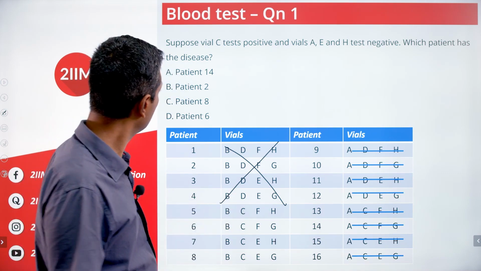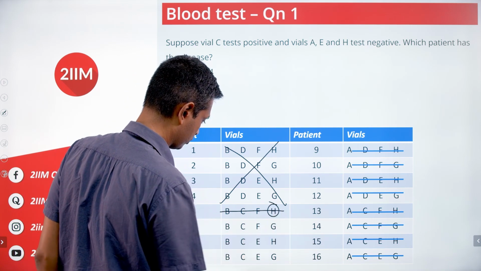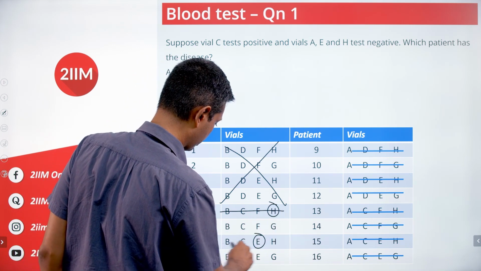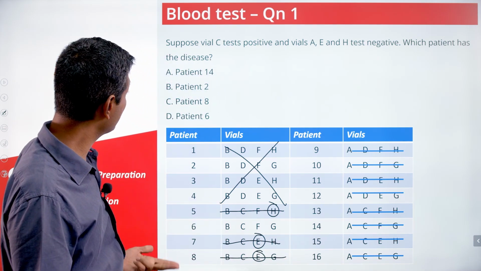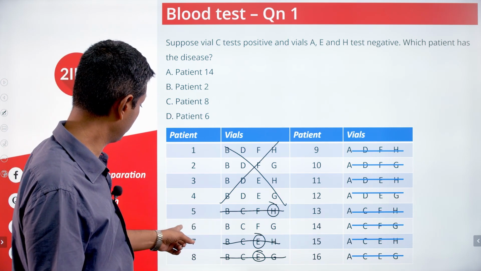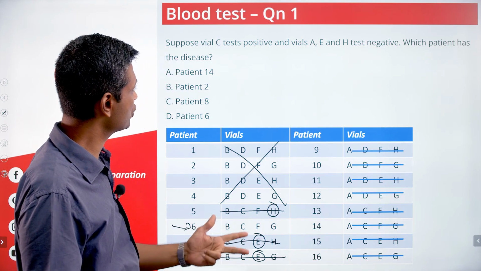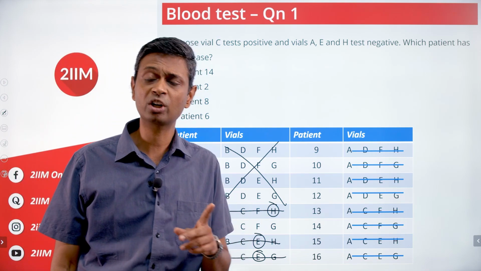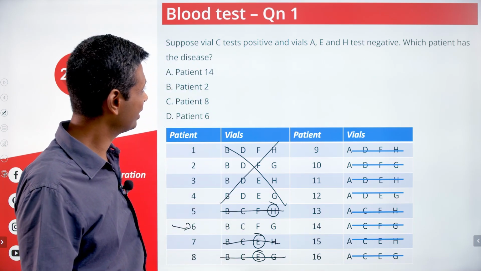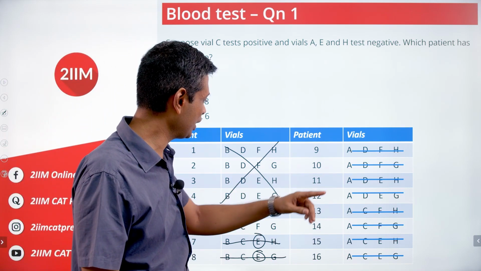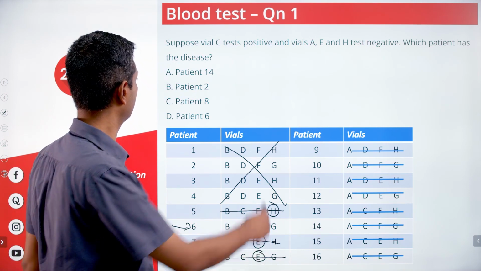C tests positive. E and H turn negative. So this has an H in it, so this is out. This has an E in it, this is out. This has E in it, this is out. C positive, A, E, H negative. So patient number 6 has C and no A, E, or H. So patient number 6 is a possibility and the only possibility. Patient number 6's blood has gone into C and not into A, E and H. So when we eliminated A, E and H, C did not get eliminated and definitely turned out positive. So patient number 6 is the answer.